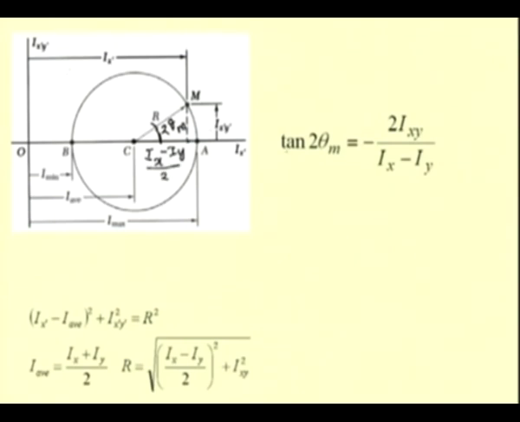So, tan of this angle is nothing but Ixy divided by (Ix minus Iy) by 2. Why we are using this 2 is that the principal moments of inertia are located on axes which are 90 degrees apart.